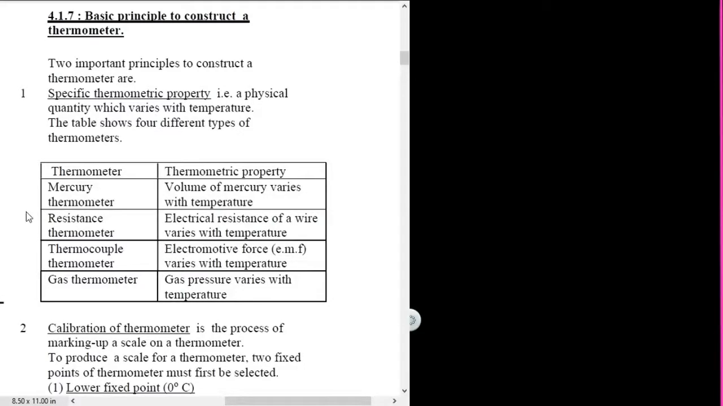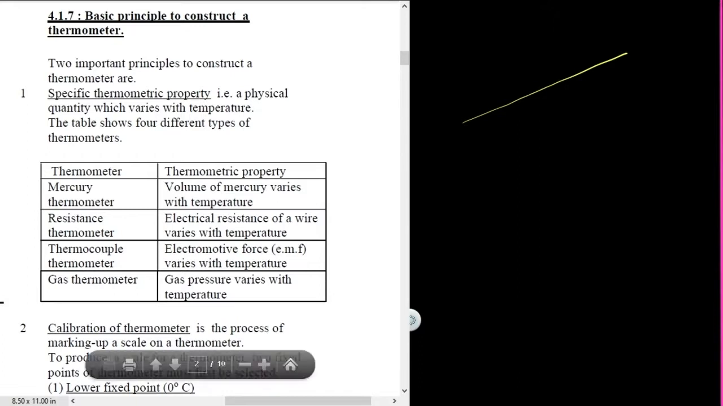Hello guys, in this video I would like to discuss a little bit about the basic principle to construct a thermometer. How can we construct a thermometer coming from a simple glass where we put a mercury inside it and without any scale on it. Just imagine, what will happen if we have a simple rod of glass?